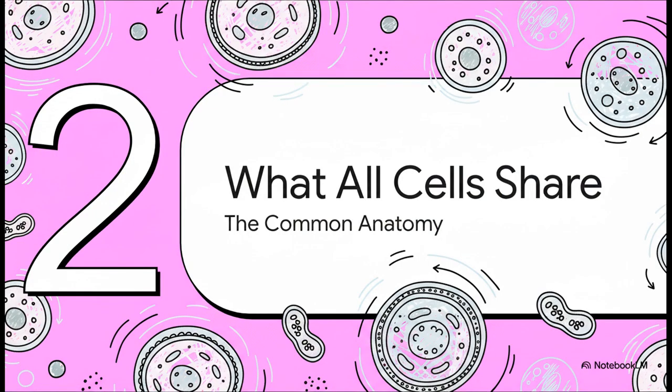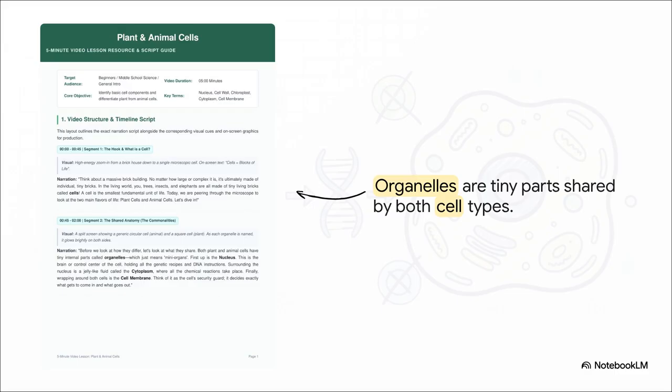Section 2. What all cells share. Before we start dividing plants and animals into their own separate categories, we need to understand the foundational pieces that unite them. Notice those brightly glowing parts inside both of these cells? Well, both plant and animal cells share these tiny internal parts called organelles. If you break that word down, it literally just means many organs. Just like your body has organs to keep you alive, the cell has many organs to keep it alive.